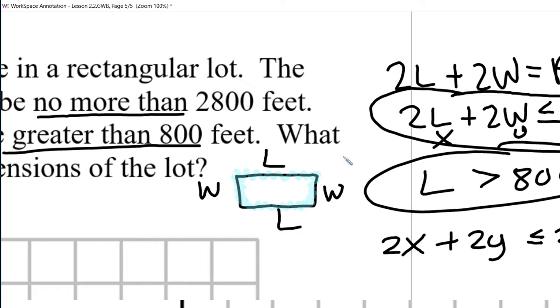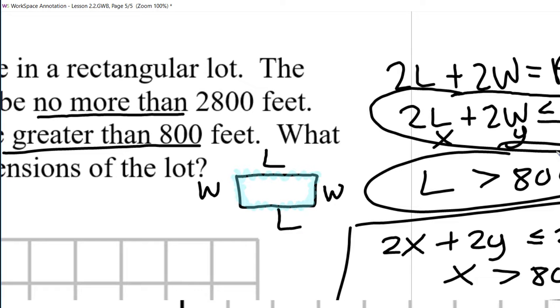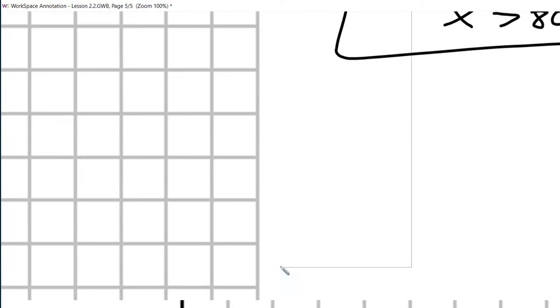So if I rewrite this inequality, instead of L, what am I using for L? So X is greater than 800. Now, does this look more familiar to us? Yes, it does. So what we need to do is go ahead and graph this. Now, are both of these ready to graph? No. That first inequality needs to be solved.